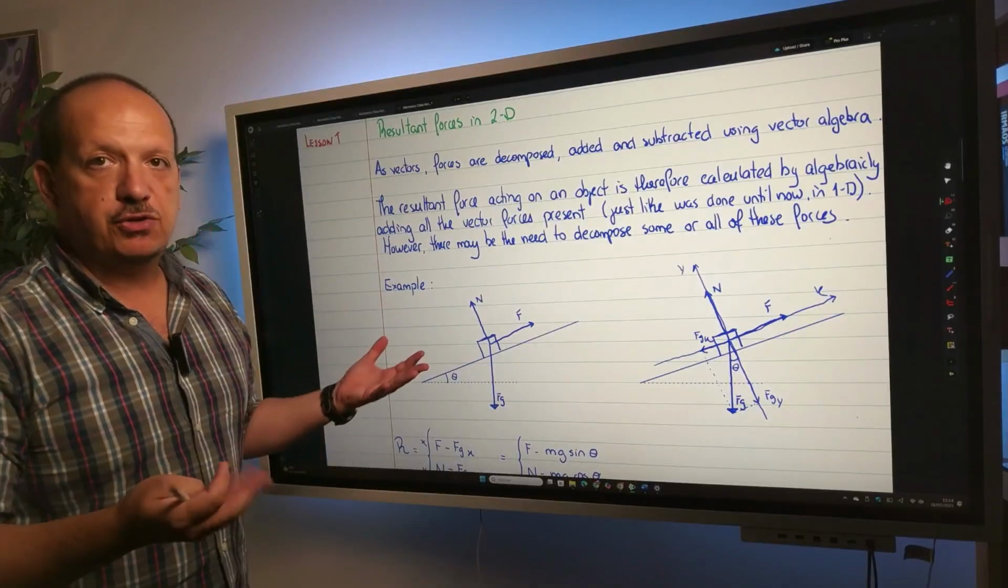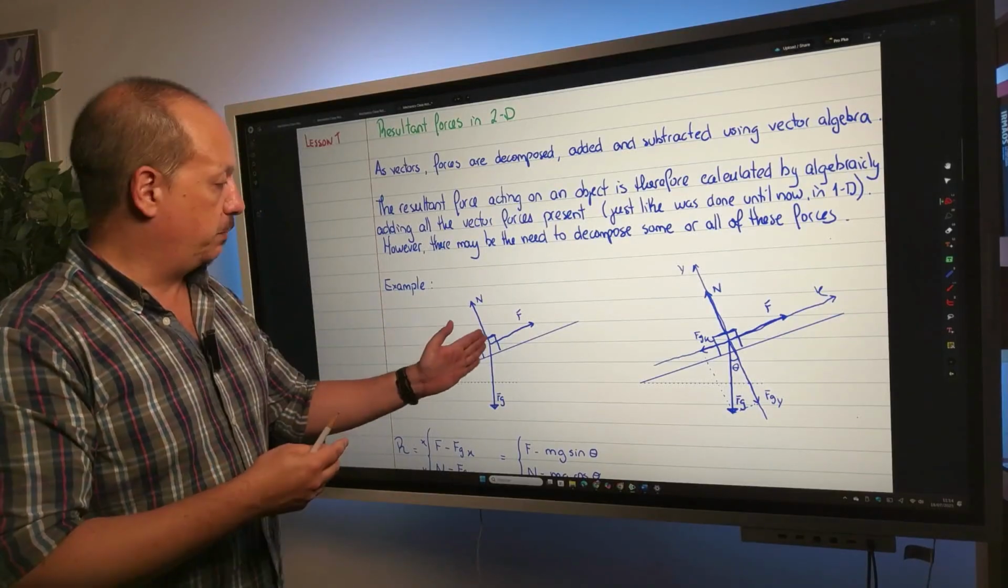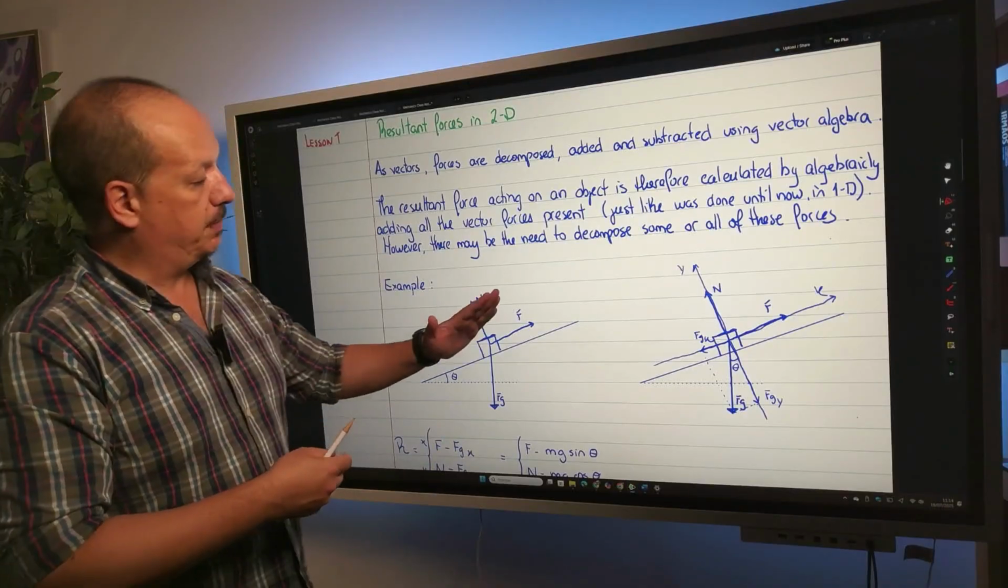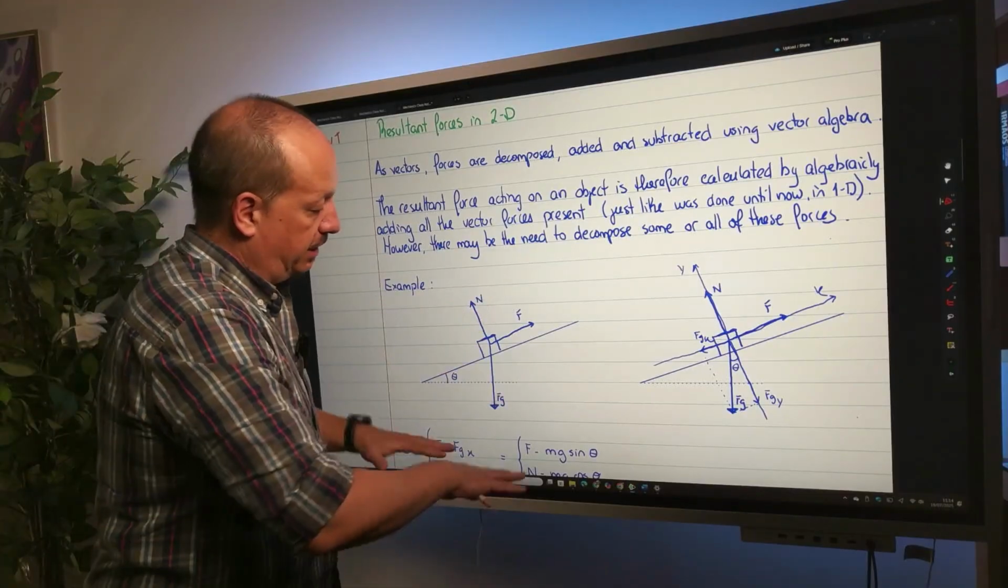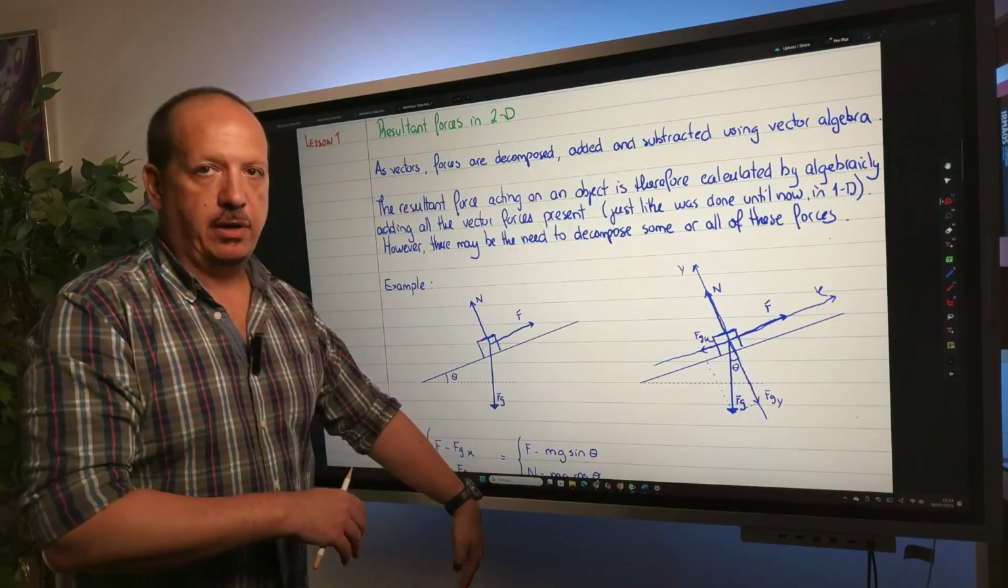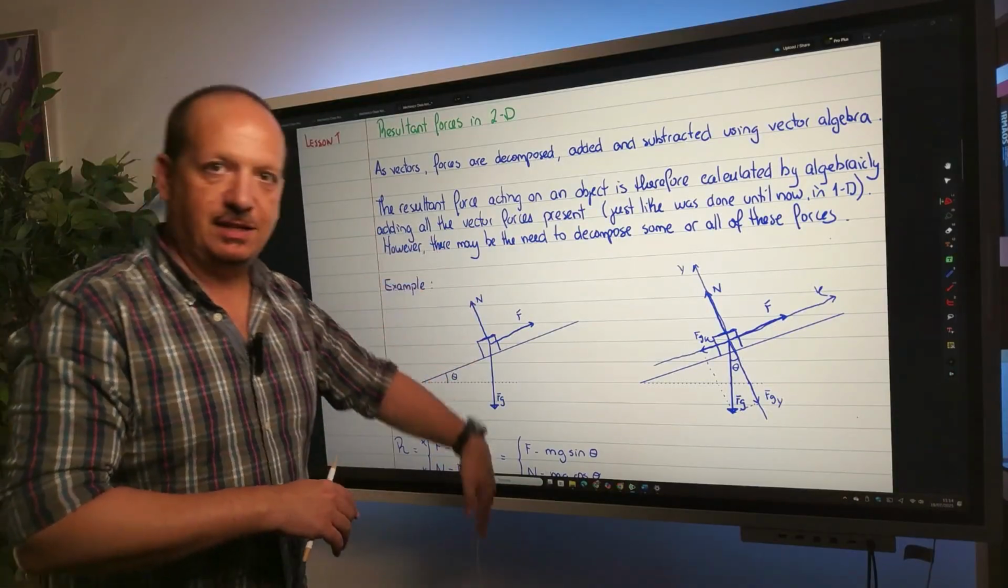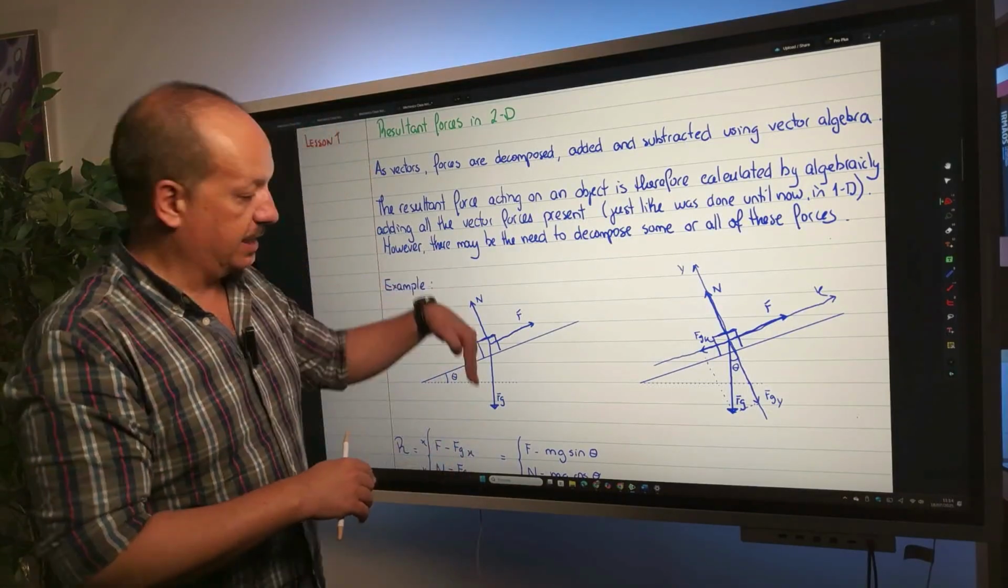And what other forces do you have? You have the weight of the box pointing down, okay? If you have a ramp like this, the earth is underneath, the ground is underneath, so the FG always points in the direction of the center of the earth. So in this case, it will be down.